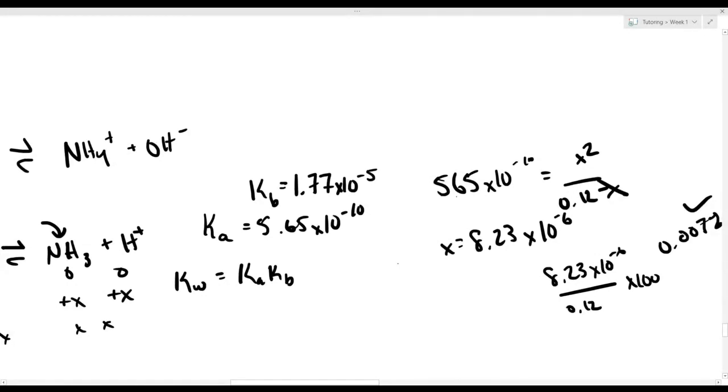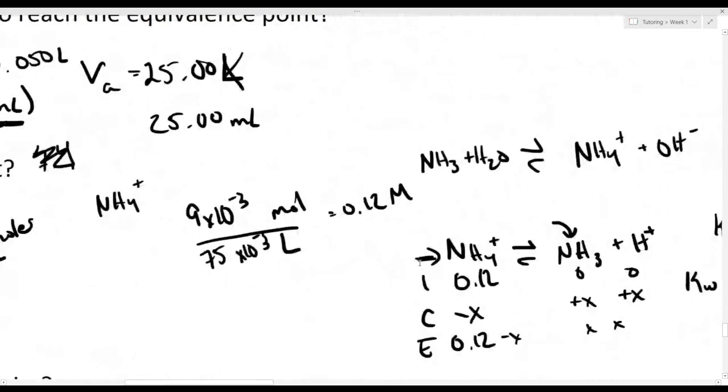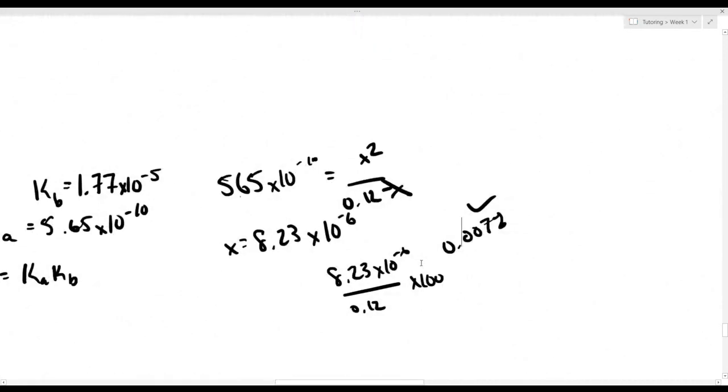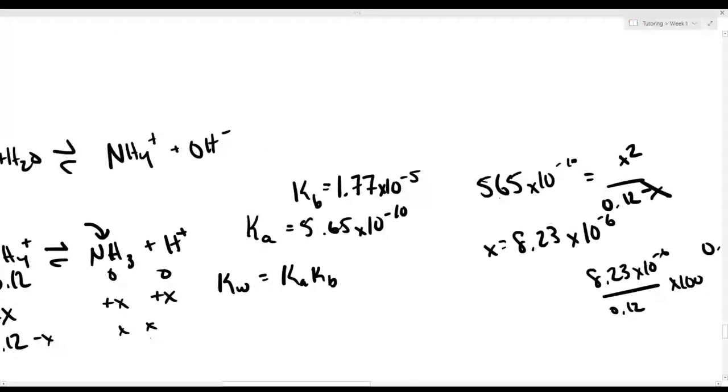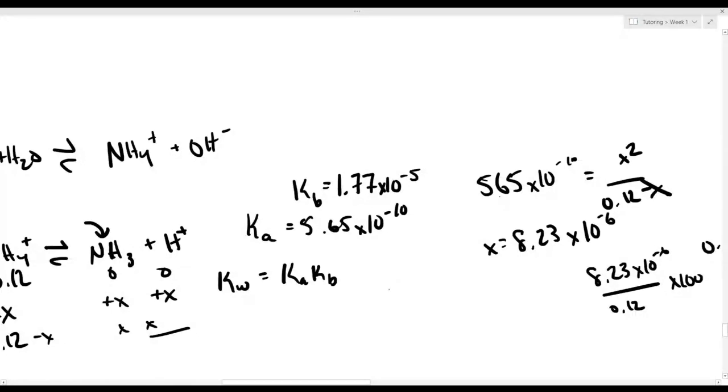I don't hear anything, but the answer is no. We're not done. Why? Because what did the question ask? Again, we have to go back. What is the pH at the equivalence point? We found X, but what is X? So far, going back to this, it's our H plus concentration. So we're really close to done, but we're not quite done.